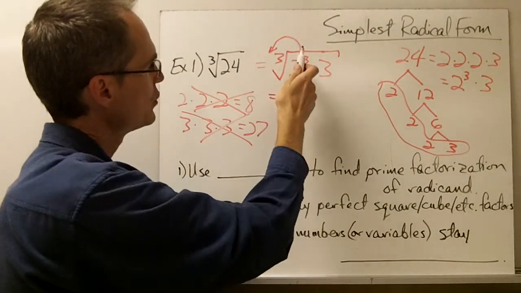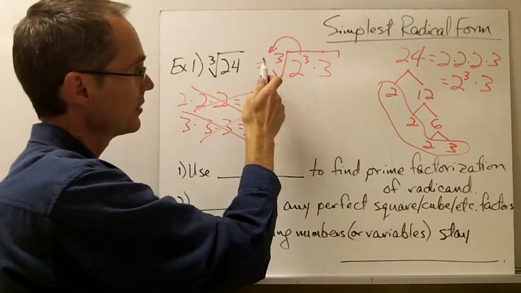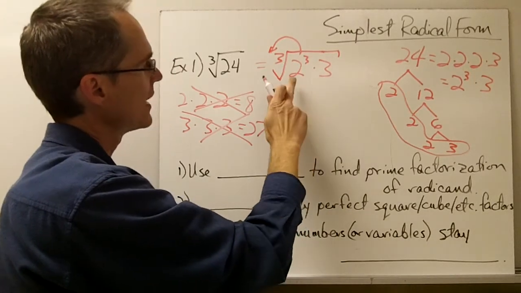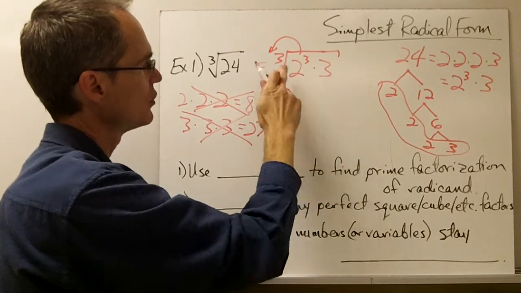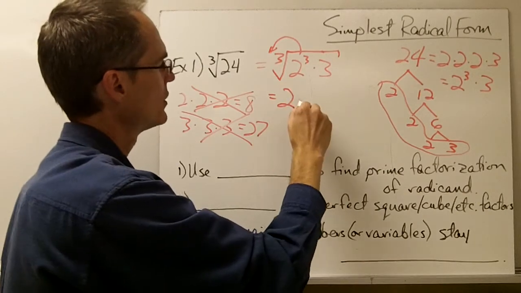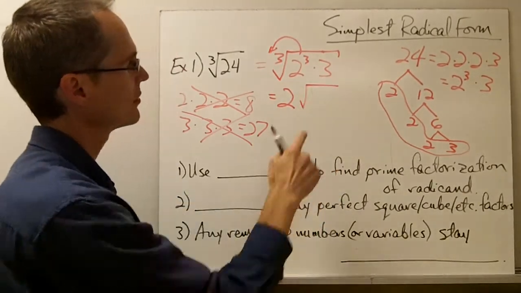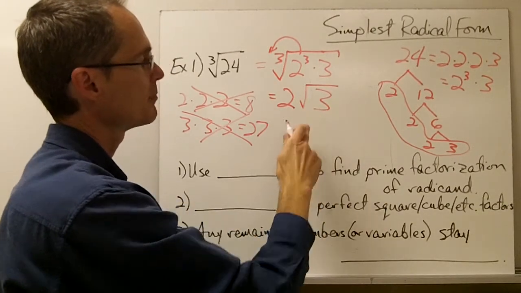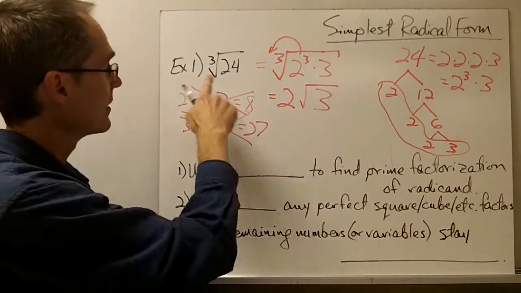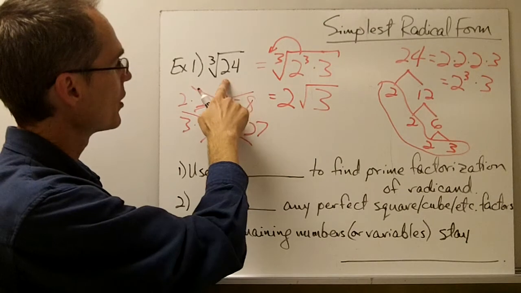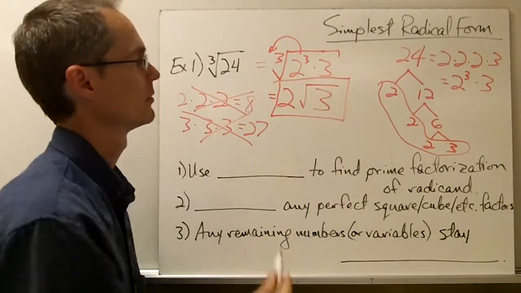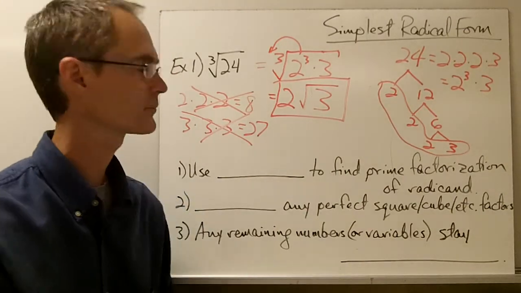If I pull that 2 cubed out from under this cube radical, that means outside the radical that's going to be 2. That is, the cube root of 2 cubed is equal to 2. So I pull that 2 out from under the radical, that means I'm left with 3 underneath my radical sign. And the simplest radical form of the cube root of 24 is 2 times the cube root of 3.